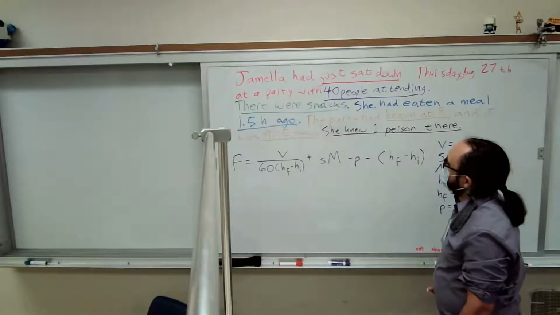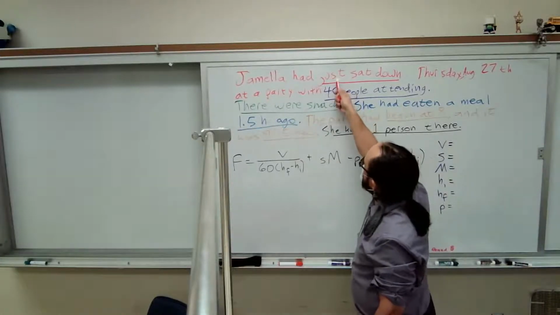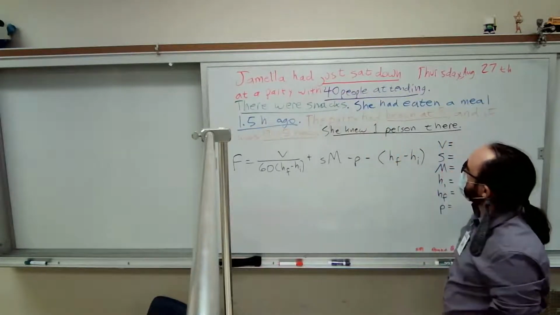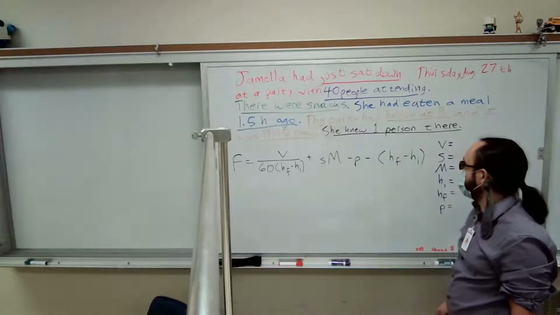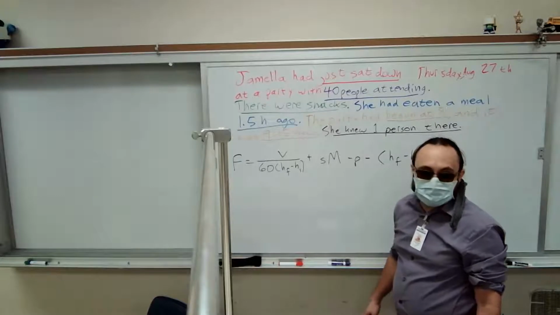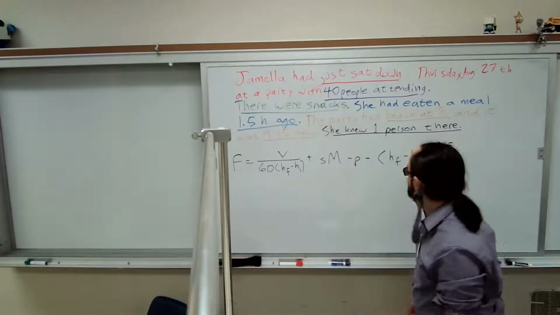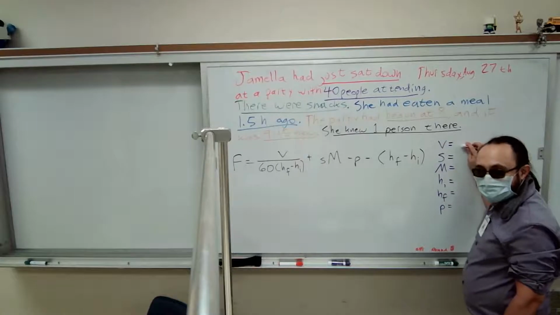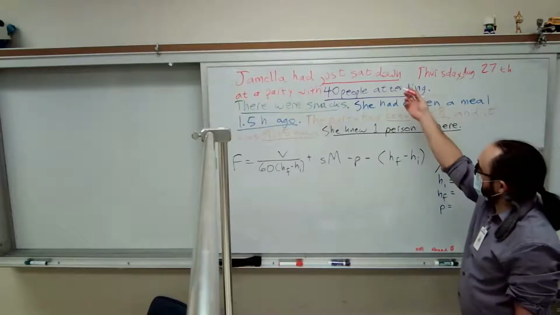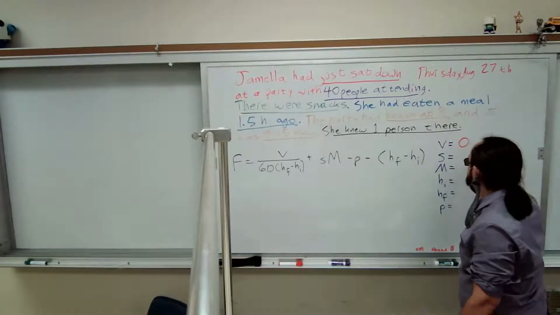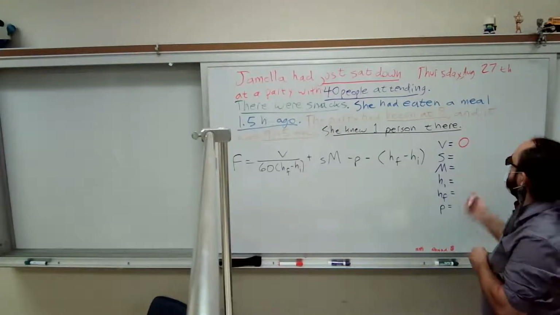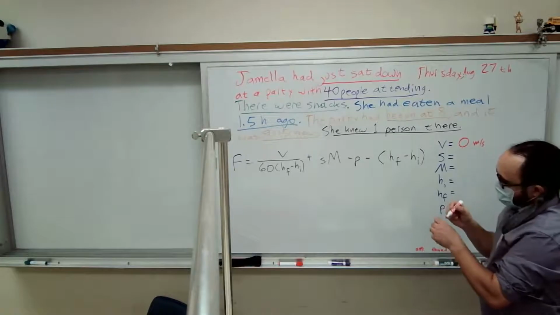But this is a good simulation because it starts with something that we'll see a lot. It says, Jamila had just sat down. That's the first piece of information we got. If she just sat down, she's not moving, which means her speed is 0. Velocity is like speed. We'll talk about the difference between them later. So her velocity, we'll say, is 0, and that's 0 meters per second. That's fine.